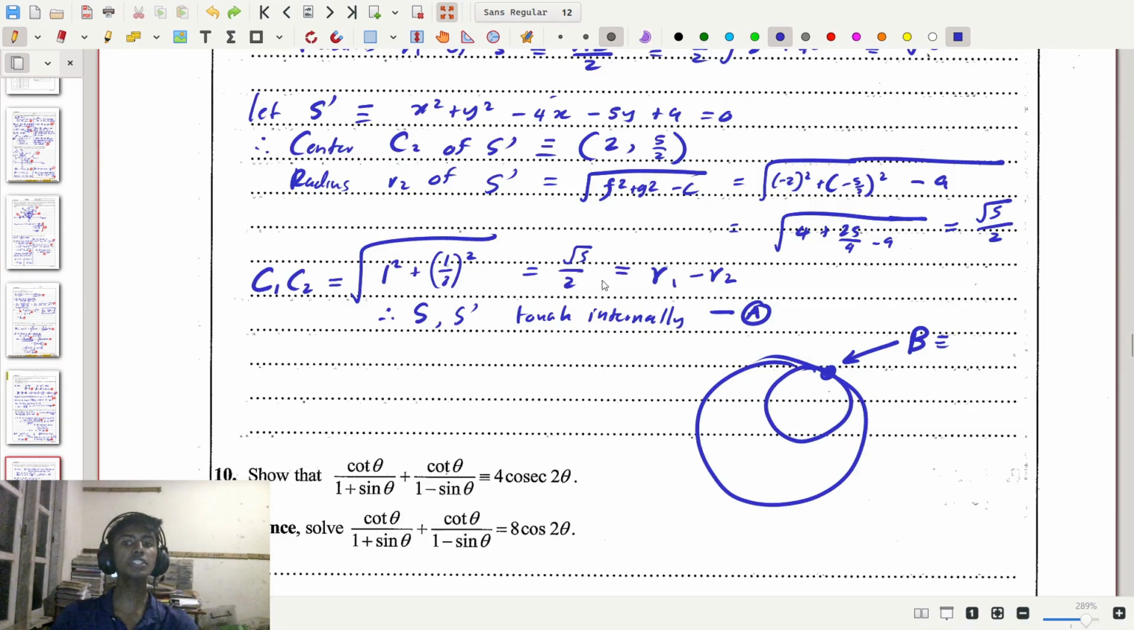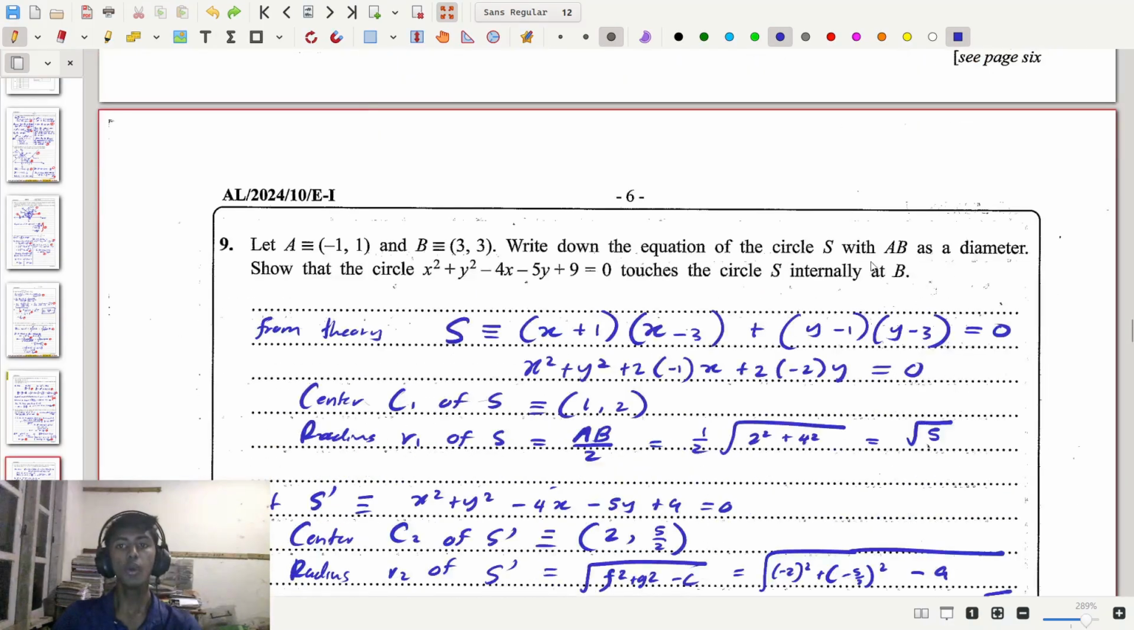Now, considering the definition of S, since S was defined as the circle with AB as a diameter, we know that B is already on S. So for that reason, we don't need to prove that B, the point (3, 3), is on S, since it is already by definition on S.